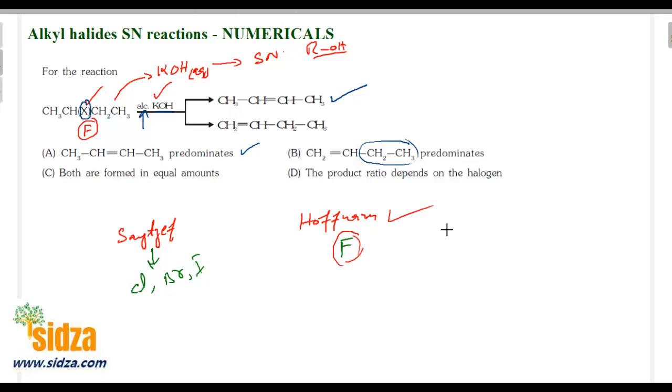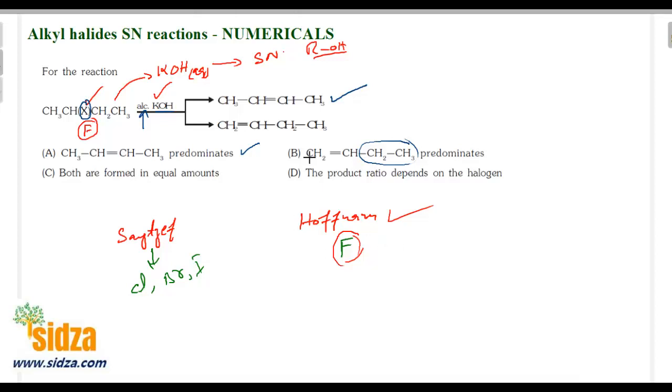When it is chlorine, bromine, or iodine, it is the Saytzeff product, and we know that in the Saytzeff product, the alkene with more substitution is dominant. That is the major product. And Hofmann says that the alkene with less substitution is dominant.